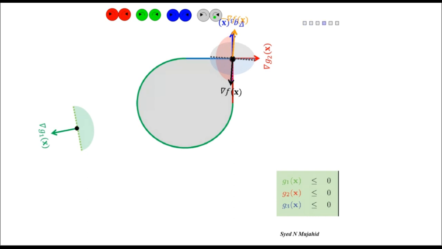Now, can you find a feasible and improving direction? No. So you see the movement, this orange, or the negative of the gradient, arrow is passing the blue arrow. There is no feasible and improving direction. And here, there is also no improving and feasible direction. How about here? Is there an improving and feasible direction? No.